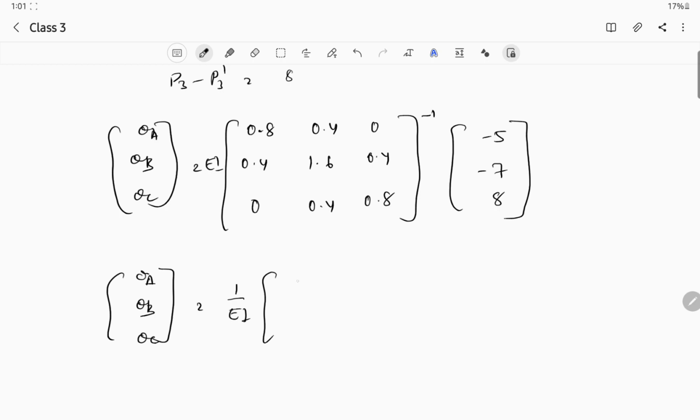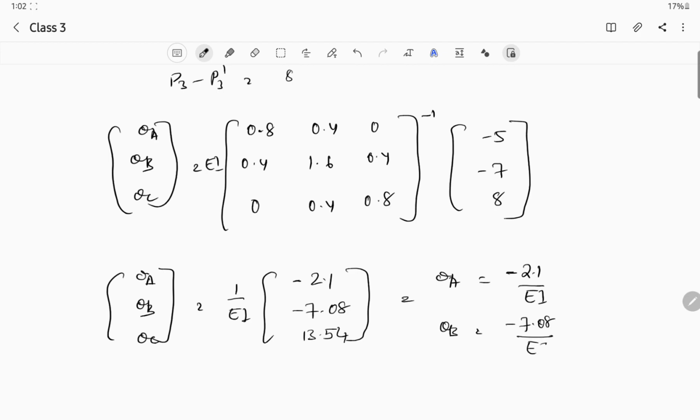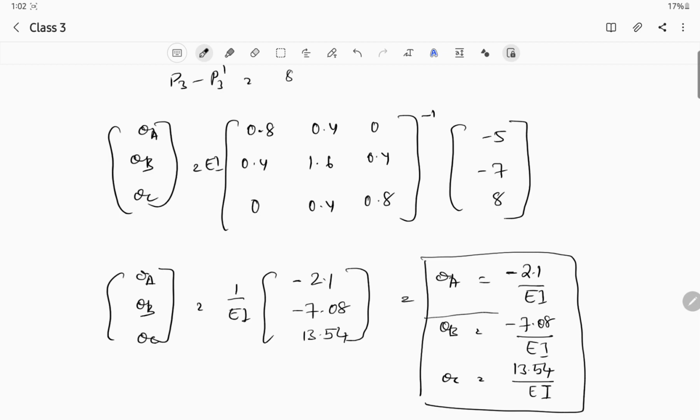if you simplify this one, you will get minus 2.1, then minus 7.08 and 13.54. So these are the values you will get. That means theta A will be equal to minus 2.1 by EI, theta B is equal to minus 7.08 by EI and theta C is equal to 13.54 whole divided by EI. Okay, so these are the values of theta A, theta B and theta C.